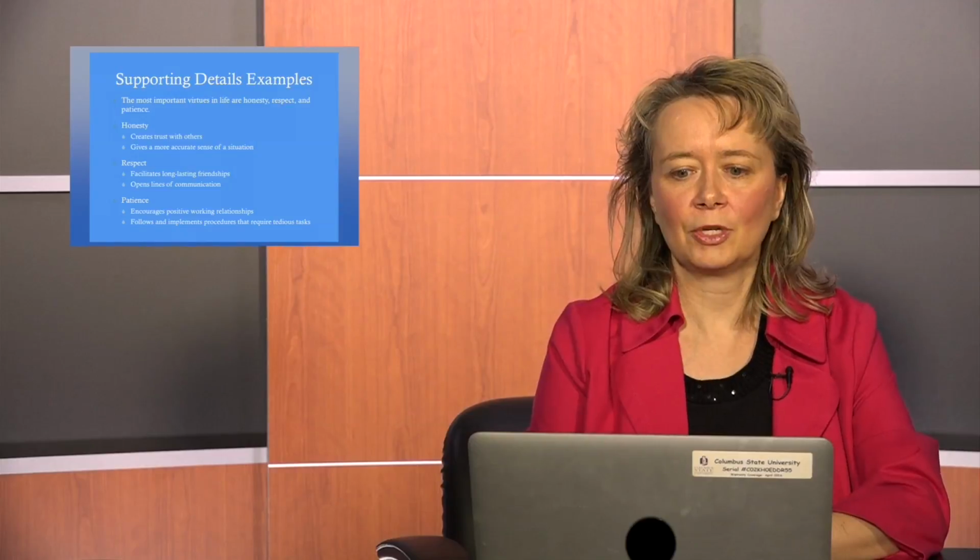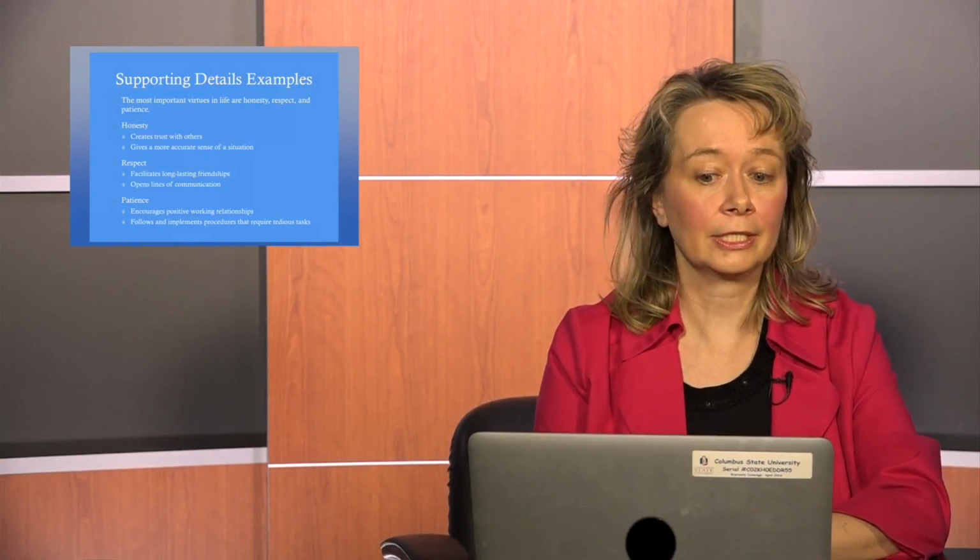Within this written piece, the author then would explain, give examples, and analyze these aspects necessary in order to have strong written and oral communication skills. This information would develop the main idea and express it as well. So it's important to look at your support. One more example. The most important virtues in life are honesty, respect, and patience.